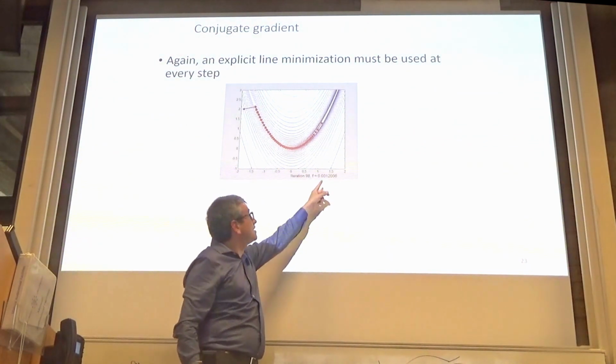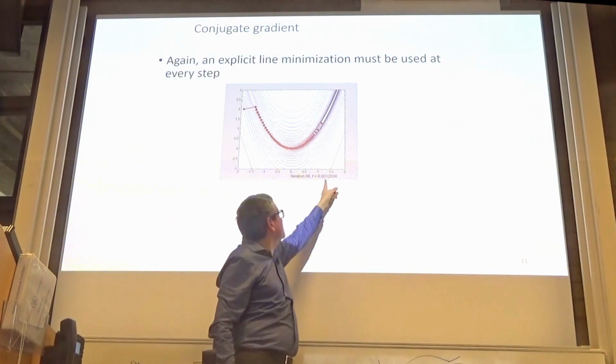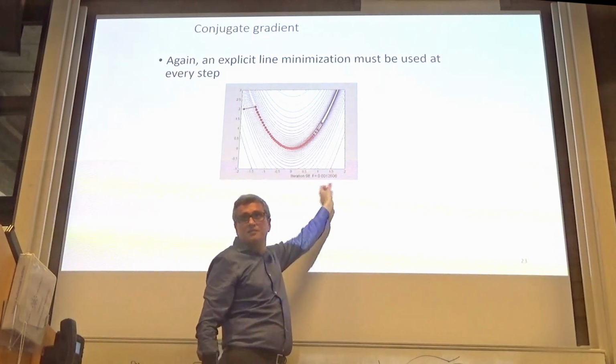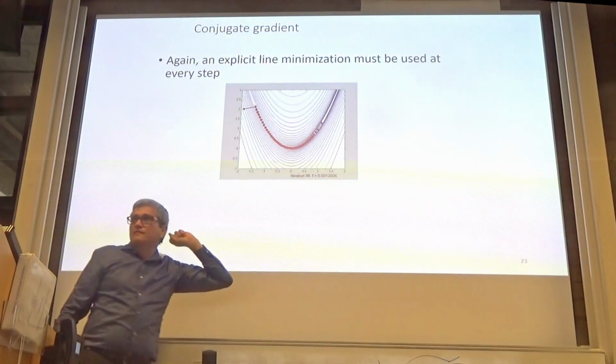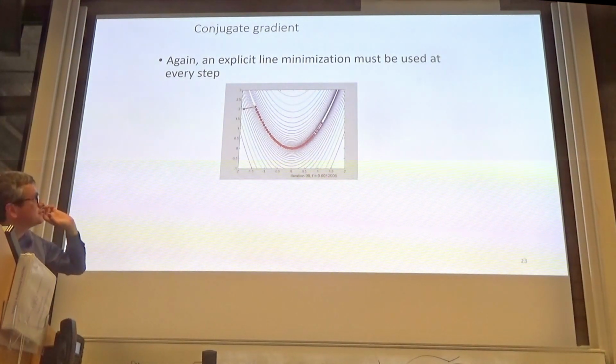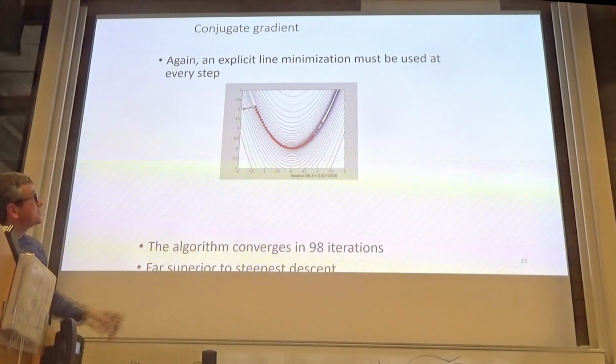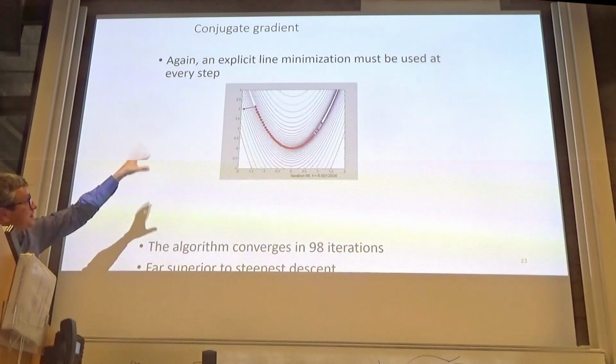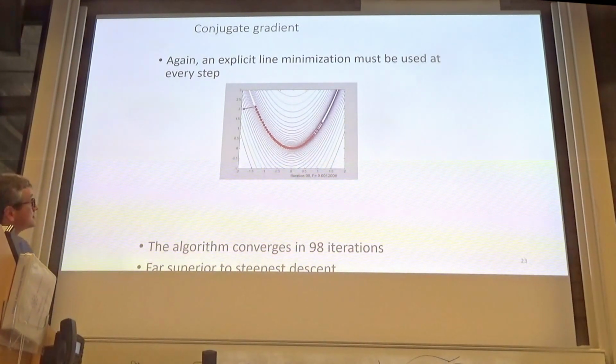And remember, the function value is 0 at the minimum, and here we get 2 decimals. So it behaves better than steepest descent, which didn't converge. This one does converge. And this was with the subline search, because there is explicit line minimization, meaning I'm doing a subline search.